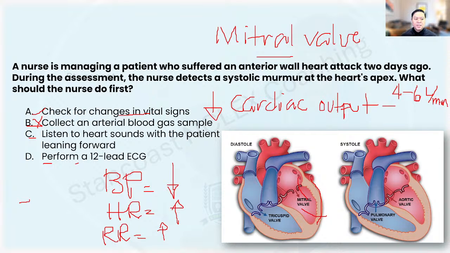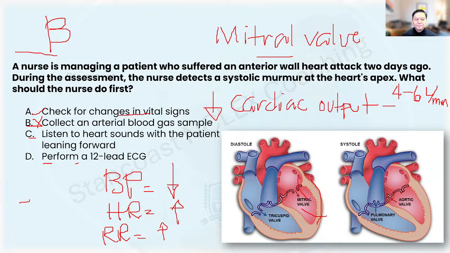I hope that you're able to gain insight about the different usability of our tests here. The vital signs can capture that, because of the decreasing cardiac output. It can lead to low blood pressure, increase the heart rate, and increase the respiratory rate. So our answer here again is letter B.